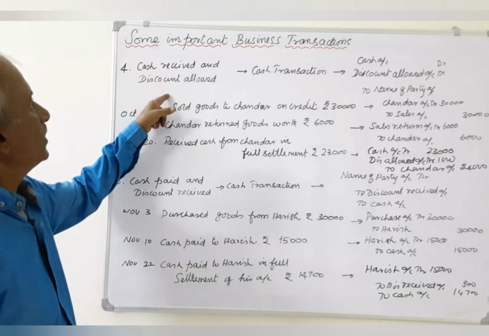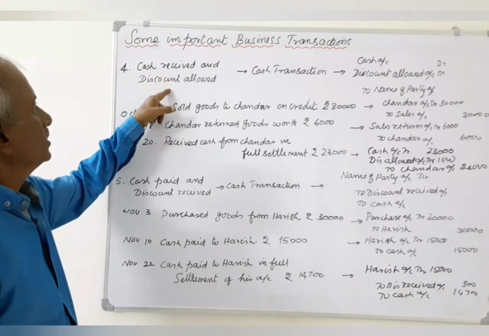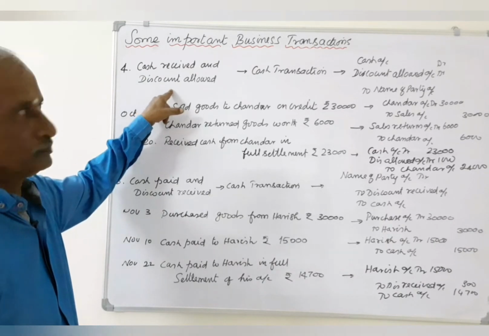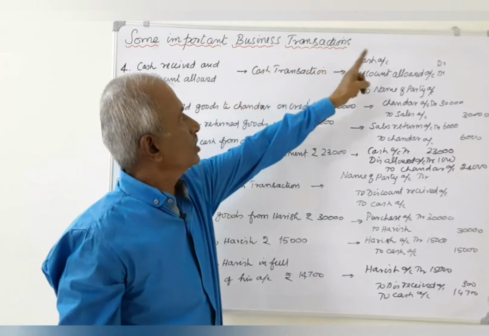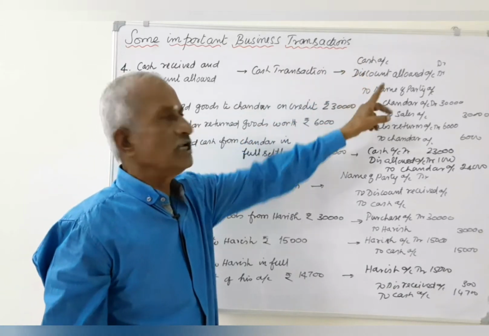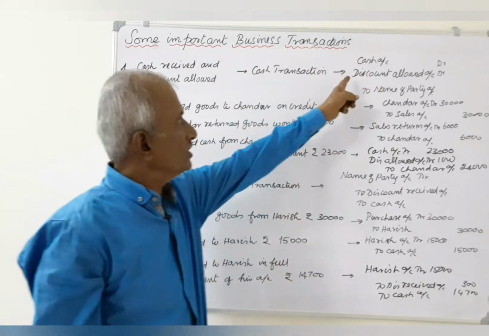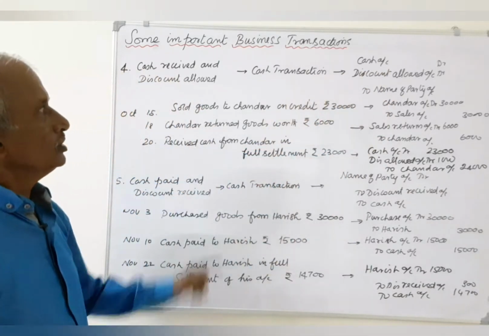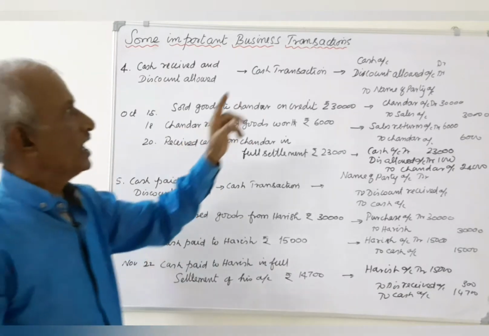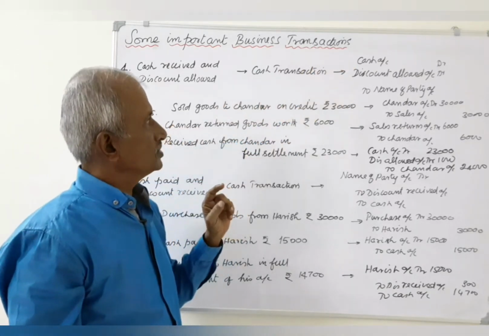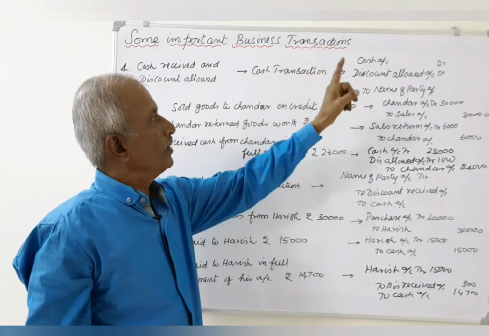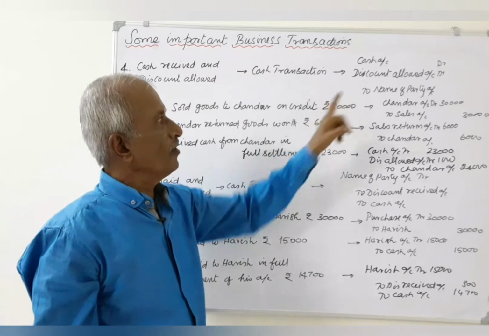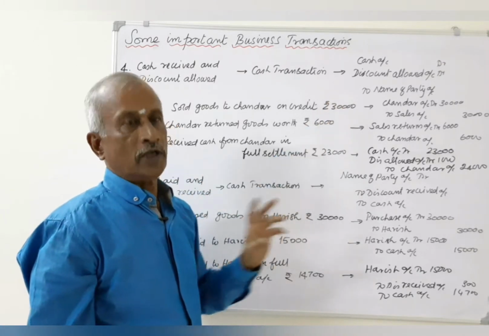So this is nothing but a cash transaction. You have to take discount also. So debit cash account for the cash received and credit name of the party, and insert discount allowed account because it is an expenditure. So the journal is cash account debit for the amount received, discount allowed account debit for the discount allowed, and to name of the party the total.